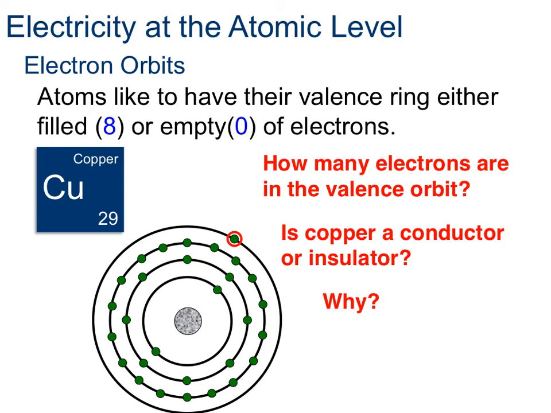Conductors that let electricity flow freely are said to have a high conductance and a low resistance. Insulators, on the other hand, do not allow electricity to flow and are the opposite. They have a low conductance and a high resistance. So, since there are between 1 and 3 electrons in the valence orbit, copper is a conductor. And why is this? Because of the few number of electrons that are in orbit in this valence electron shell.